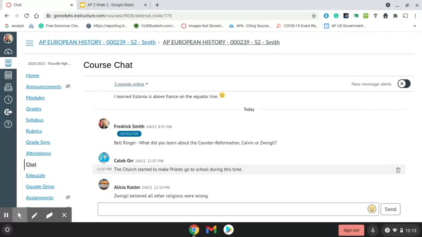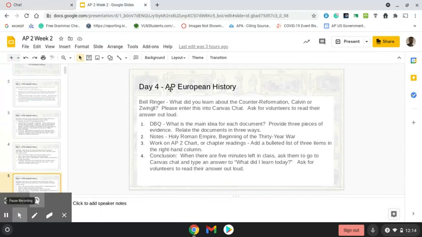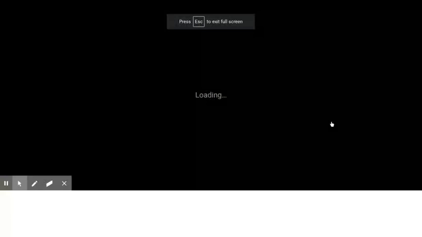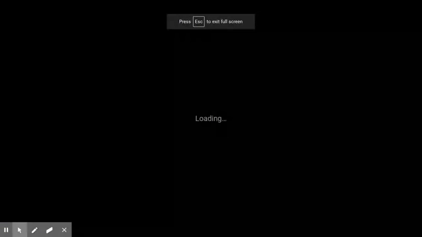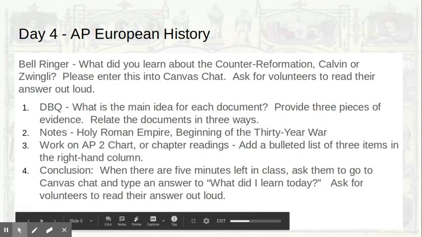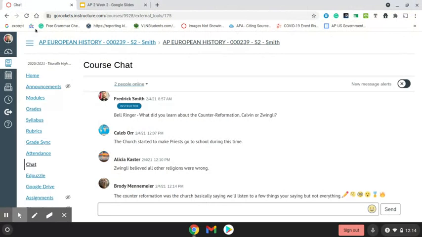at least should be confronted. Big religious reforms. But today's schedule, the DBQ for this unit is posted in the second module. So the same thing. You'll find the main idea for each document and 3 pieces of evidence at the end. You'll relate the 2 documents in 3 different ways.